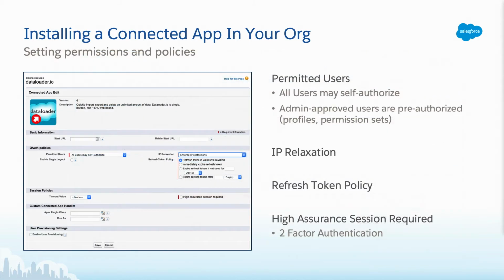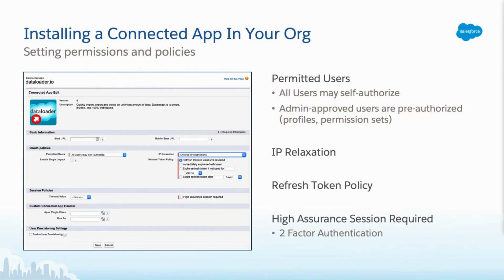Now, if you dig into this, this is where you're going to see your options for permissions and policies. There's definitely quite a list, but there's a few we want to call out that are security related. One of the most important ones is permitted users. So this is where you as an admin choose whether users can opt in to use the app on their own, or if only users that you have approved are allowed to use the app.